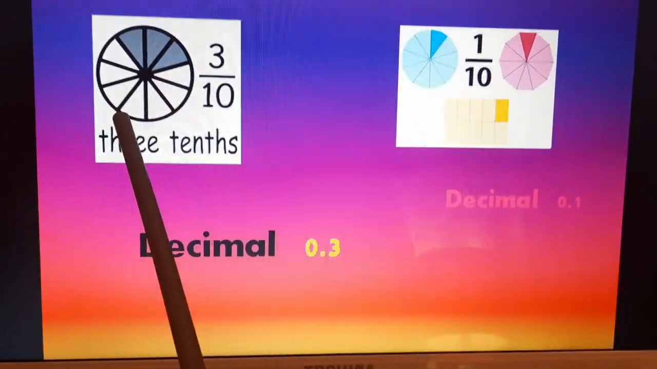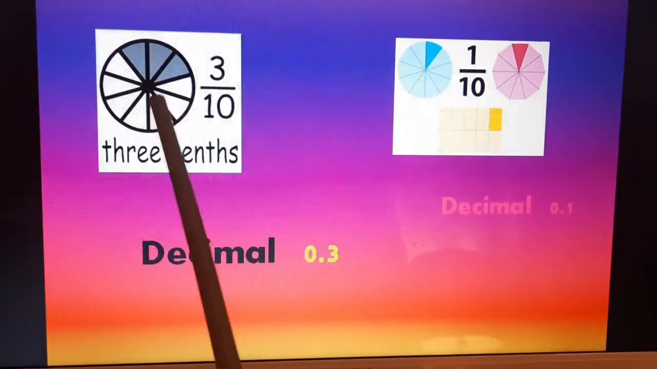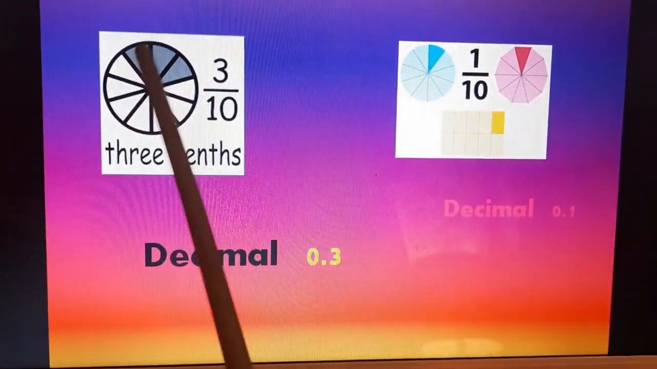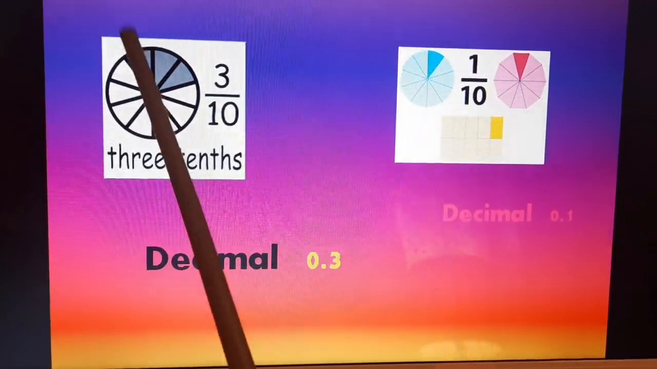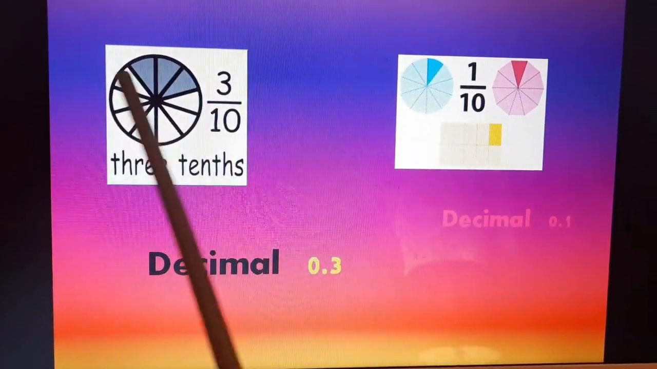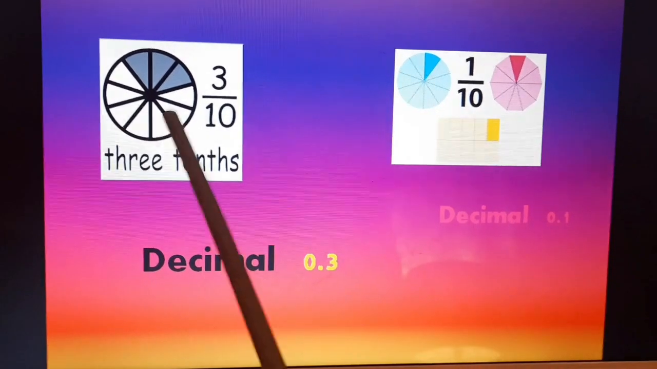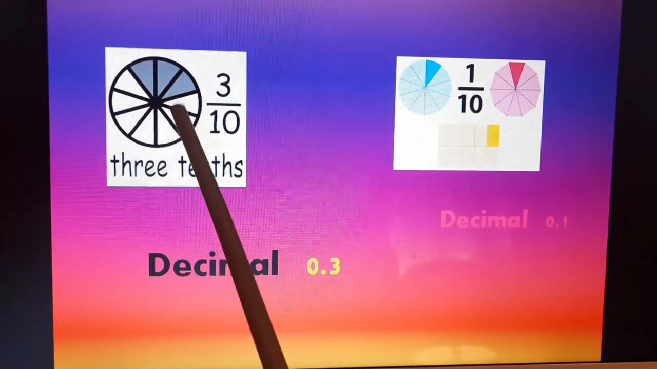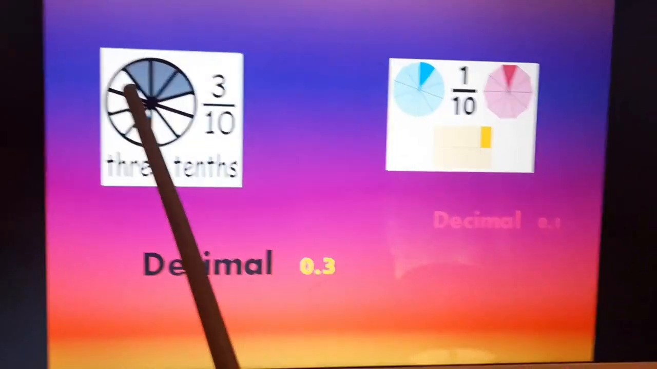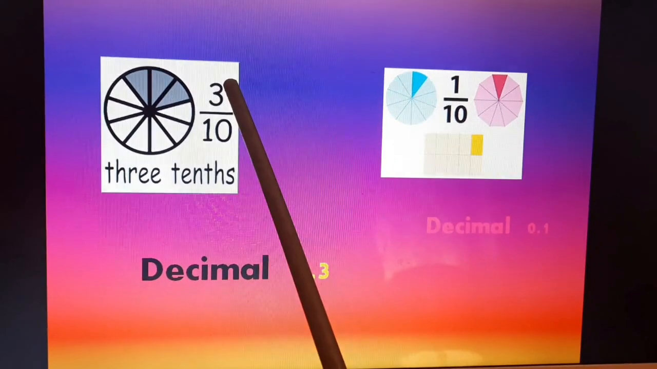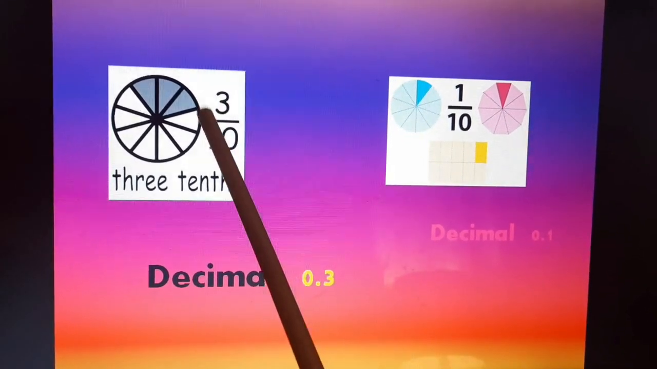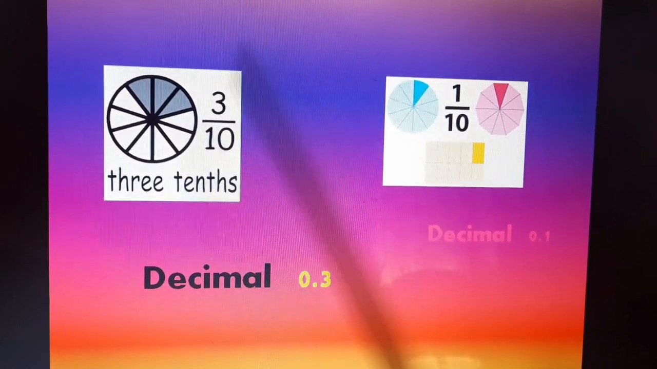Here we have a circle divided into 10 equal parts. How many colored parts are there? We have 3 colored parts. Out of how many equal parts? 1, 2, 3, 4, 5, 6, 7, 8, 9, and 10. 3 colored parts out of 10 total parts.